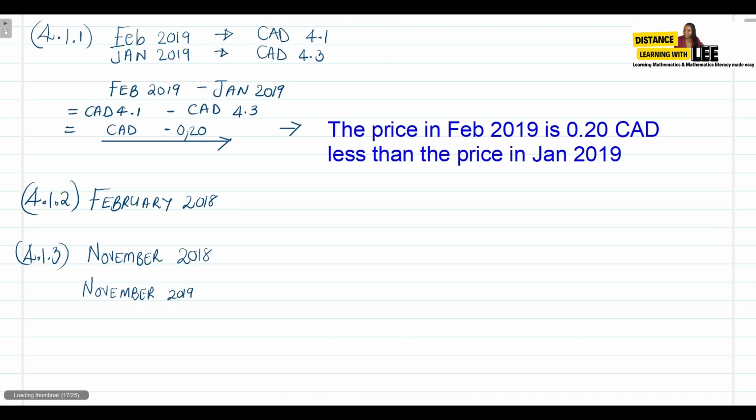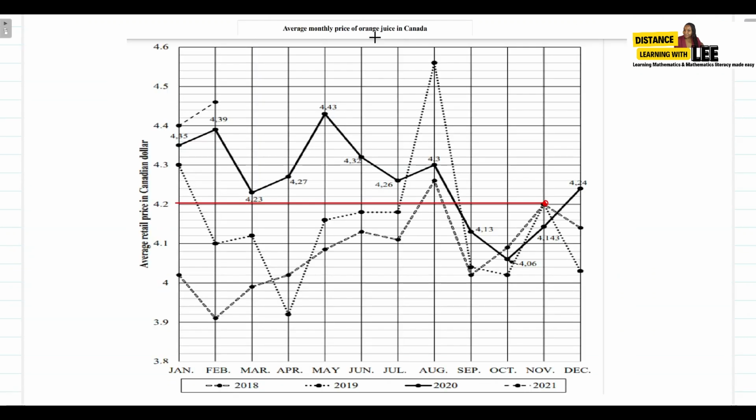Okay, so let's have a look at our graph, right? So what are we going to be focusing on here? We are going to be focusing on the year 2020. Okay, so the year 2020 is this solid line here, right? We are going to write down all these values. I'm just going to quickly circle them.